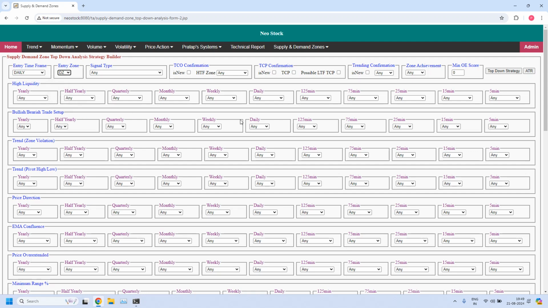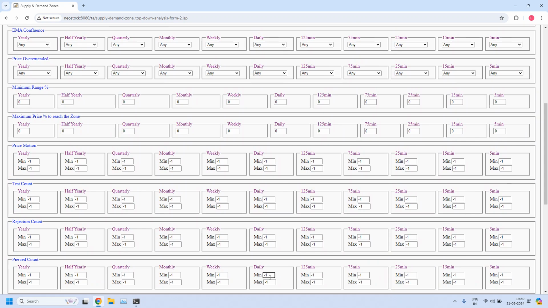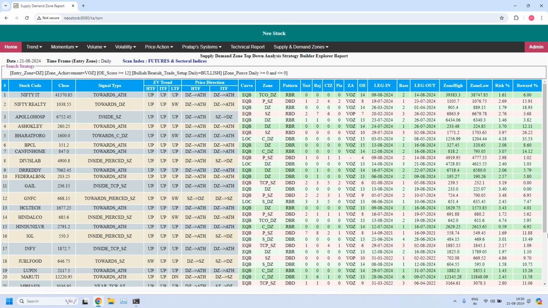In bullish or bearish trade setup, in daily time frame selecting bullish, and daily demand zone should not be pierced. So in the pierced count in daily time frame, setting the values, minimum value 0, maximum value 0. That indicates pierced count 0. That means zone is not pierced. And the zone achievement should always be violated opposing zone. Minimum odd enhancer score should be 12. All the three filters are applied to daily demand zone. Now I have filtered the stocks.